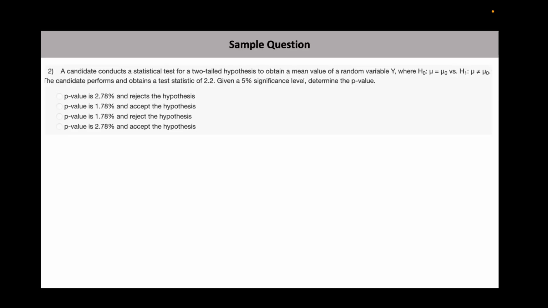Okay, so your next question is: a candidate conducts a statistical test for a two-tail hypothesis. I hope this word now becomes clearer, what a two-tail hypothesis is. A candidate conducts a statistical test for a two-tail hypothesis to obtain a mean value of a random variable y, where H naught is the null hypothesis. Your null hypothesis is mu equals mu naught versus your alternate hypothesis that mu is not equal to mu naught. Now the candidate performs the test and obtains a test statistic of 2.2. Given a 5% significance level, determine the p-value.